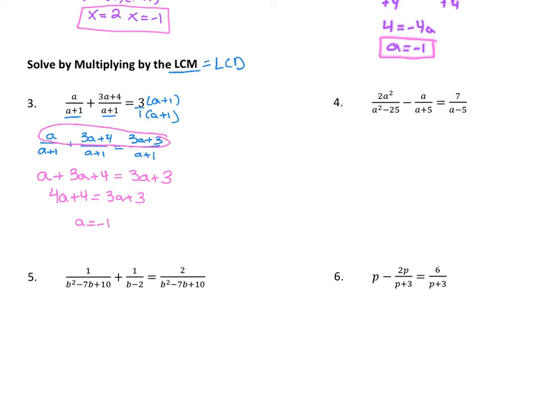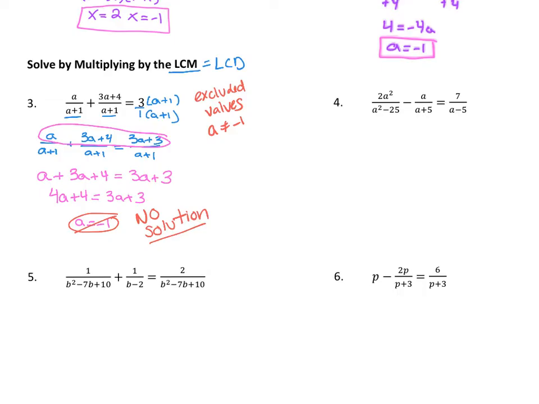But now, remember, you always have to think about your excluded values. My excluded values in this case would be -1. Uh-oh, my solution was -1. That means that this is actually not a solution. So this equation, in fact, has no solution. If I had a second solution that did work, then my equation would still have a solution. But since my one and only solution was an excluded value, that's why I have no solution.